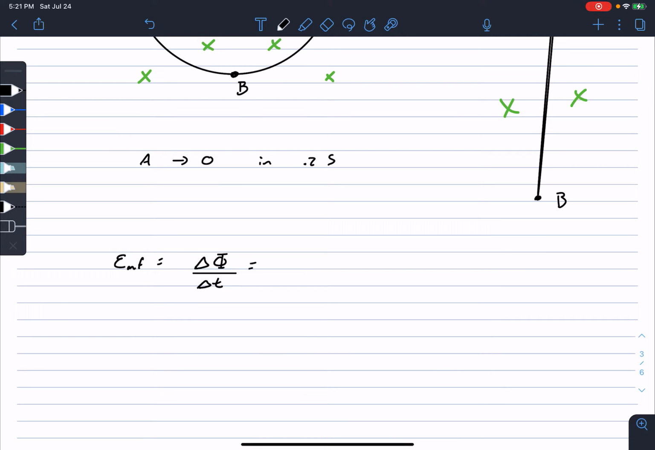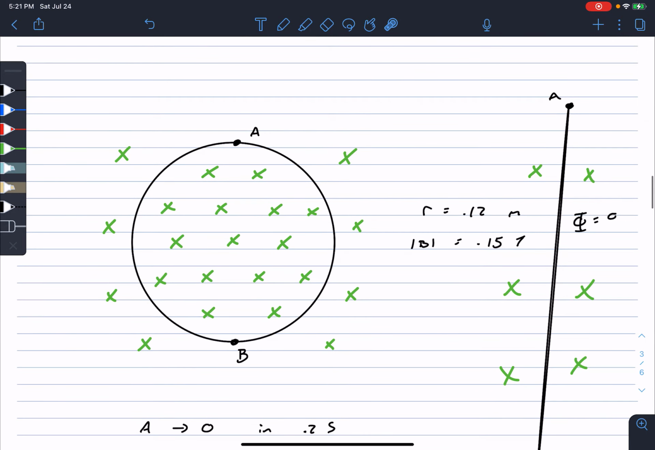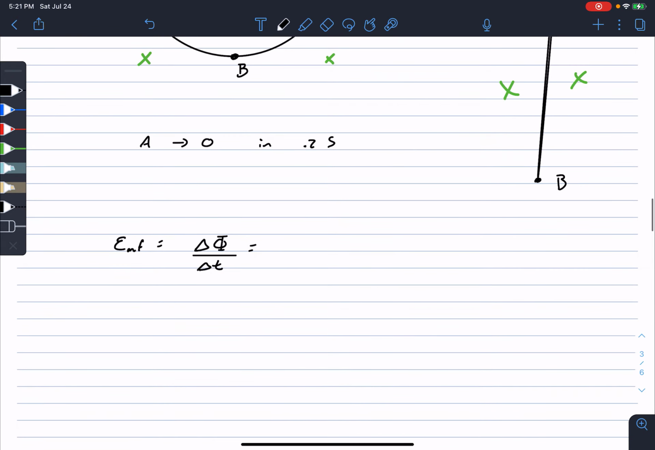Since the plane of the coil doesn't actually change, the shape does, but it remains within the same plane, so the angle between these things doesn't change. So we're just going to leave that at cosine 0 degrees times the field strength times the change in the area, because we're actually changing the shape of the coil itself, right?